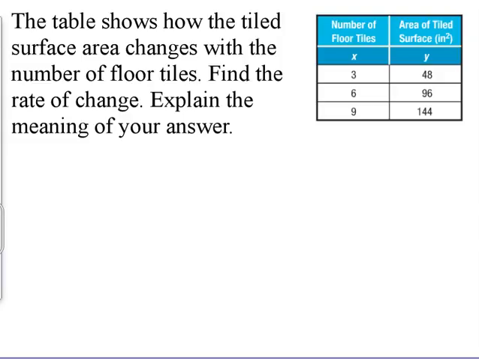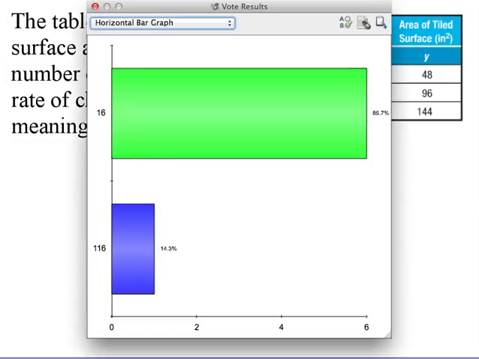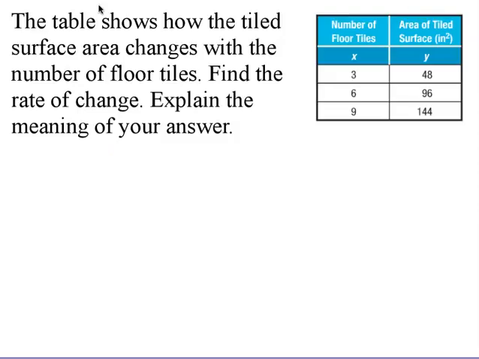Answer 16. Nice job. And I'm thinking that the 116 probably just hit the 1 a couple times. So it looks like you've got that down. Now you can pick any two values. It generally works to pick the first two. So you should have had 96 minus 48 over 6 minus 3. And like I said, from the looks of things, it looks like you got that down.